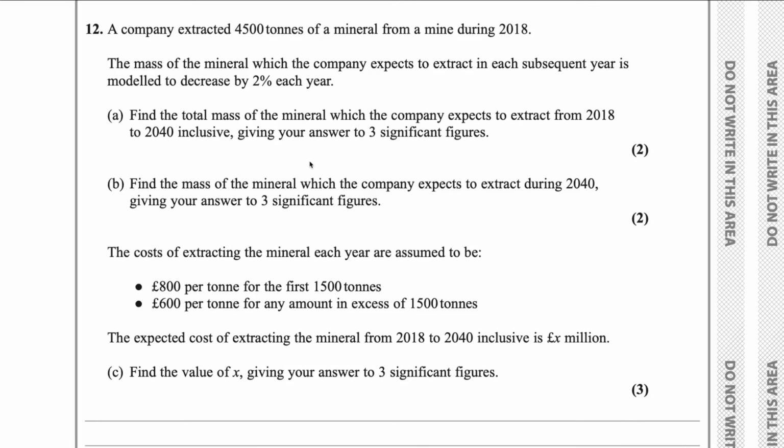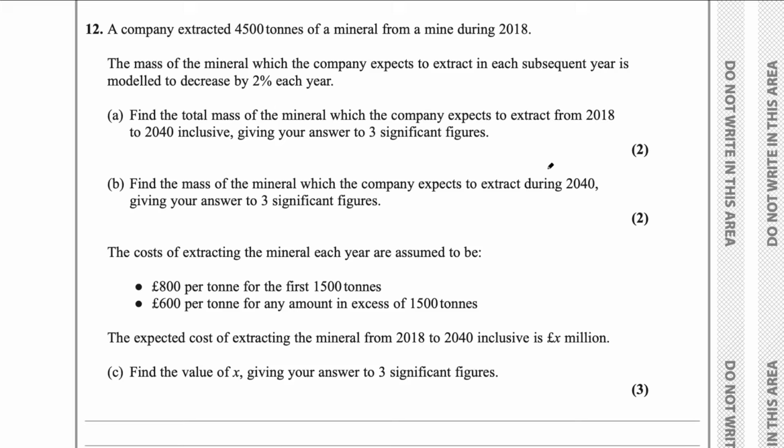Question 12 says a company extracted 4,500 tons of a mineral from a mine during 2018. The mass of the mineral which the company expects to extract in each subsequent year is modeled to decrease by 2% each year. And part A says find the total mass of the mineral which the company expects to extract from 2018 to 2040 inclusive, giving your answer to 3 significant figures. A similar question to this appeared in the specimen papers as well.